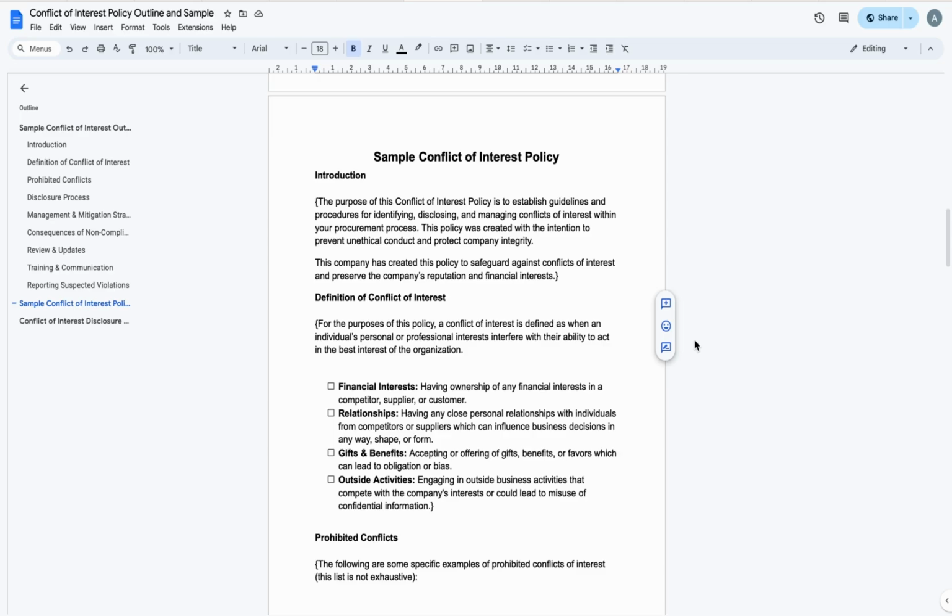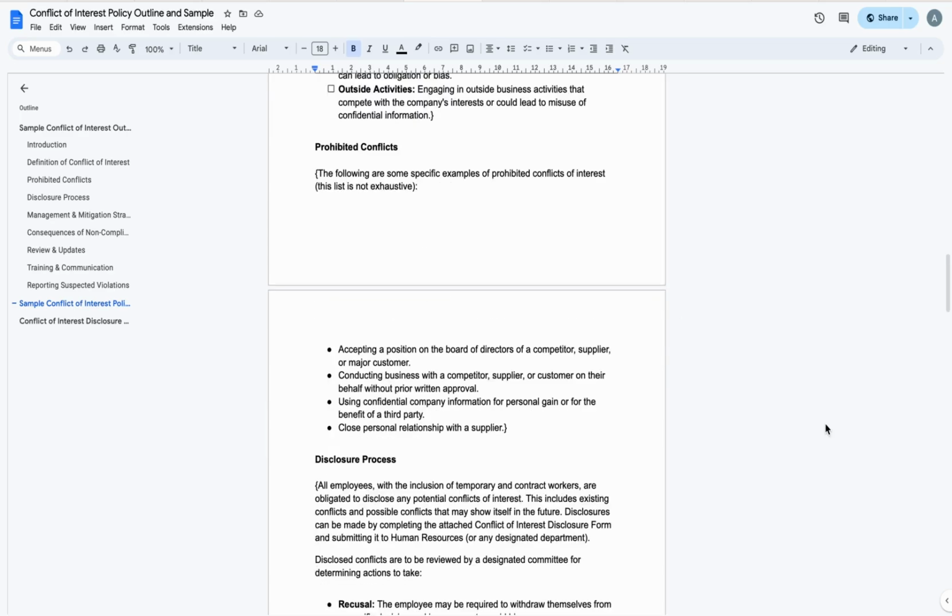First off, we have the definition. Give a clear definition of what a conflict of interest is and go into detail if possible. Financial interests, relationships, etc. The next one is prohibited conflict of interest. To further specify, add examples of specific conflicts of interest that are relevant for your organization. This could be things like outside employment restrictions and so on.